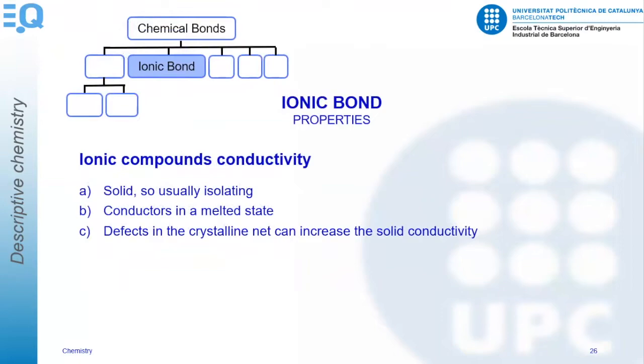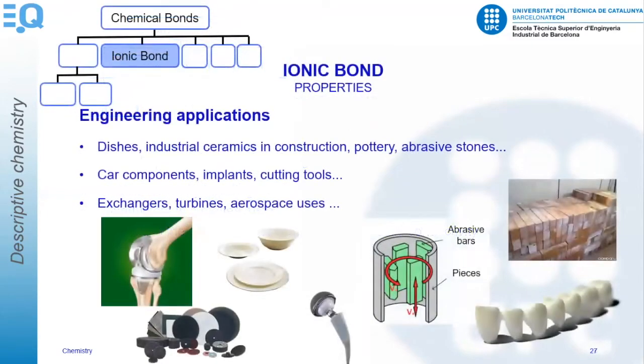How is the conductivity of these ionic compounds? Now, because it's a solid, it is usually insulating. They are conductors in a melted state, and defects in the crystalline net can increase the solid conductivity. These ionic bonds can have different properties for which they're used for engineering applications, such as car components, exchangers, turbines, aerospace uses, etc.